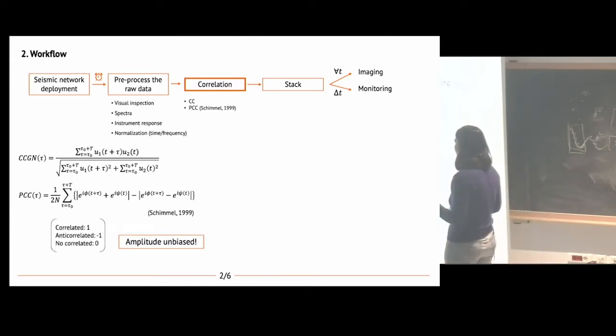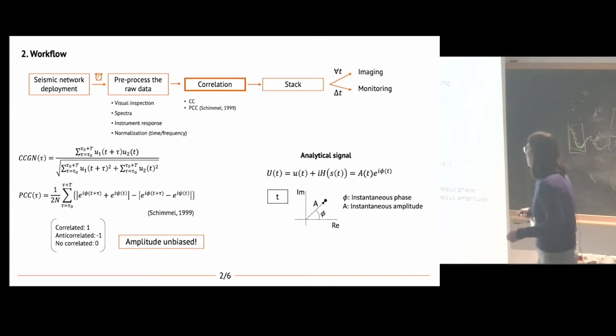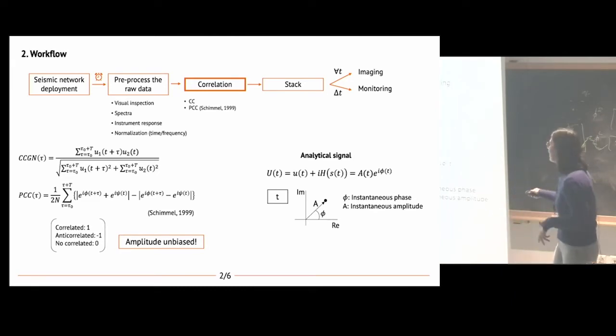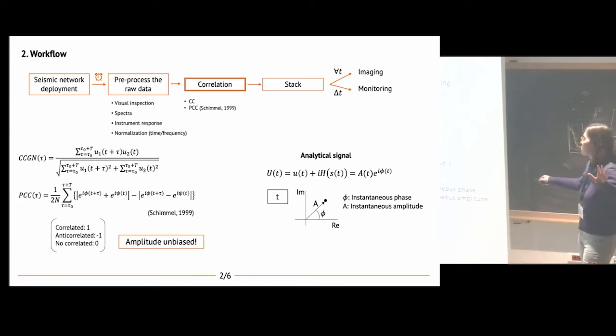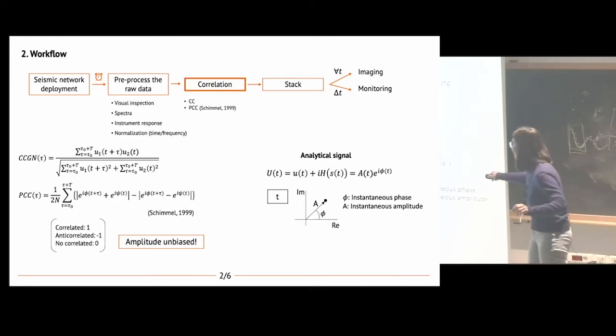So here I show you, in signal processing, it's very common to compute the analytical signal, and this analytical signal is computed with the real part being just our seismogram, and the imaginary part being the Hilbert transform of the seismogram.